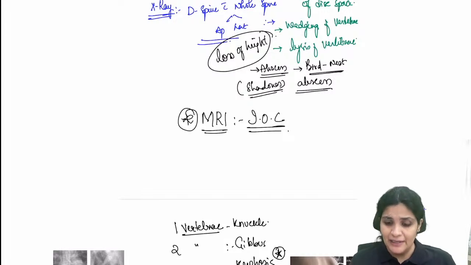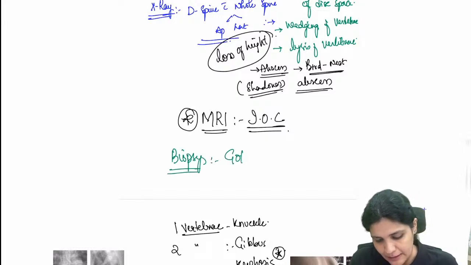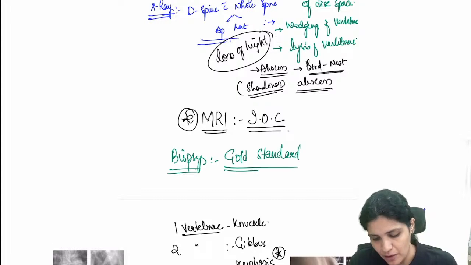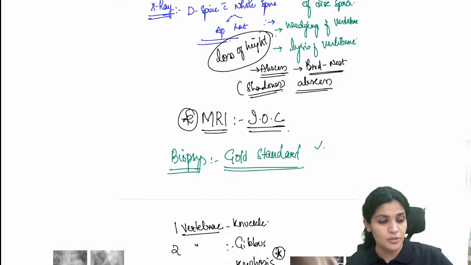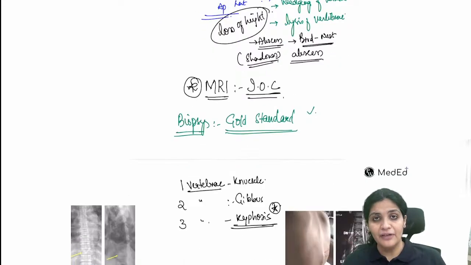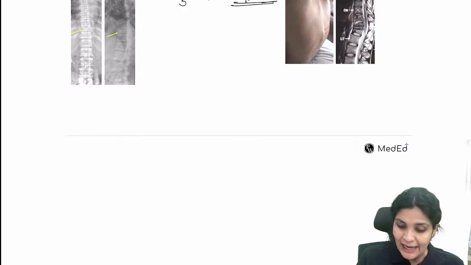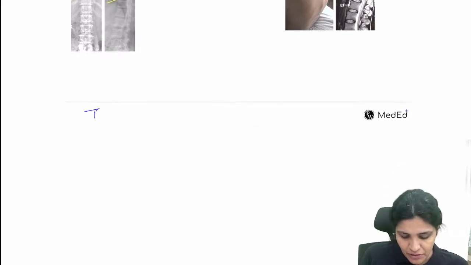So MRI is the investigation of choice, and sometimes biopsy as well. So again, you have to remember the gold standard for detection of tuberculosis. Okay? Detection of tuberculosis. That is why X-ray and MRI are very important. And once you are done with the X-ray and MRI, then you go for the treatment.